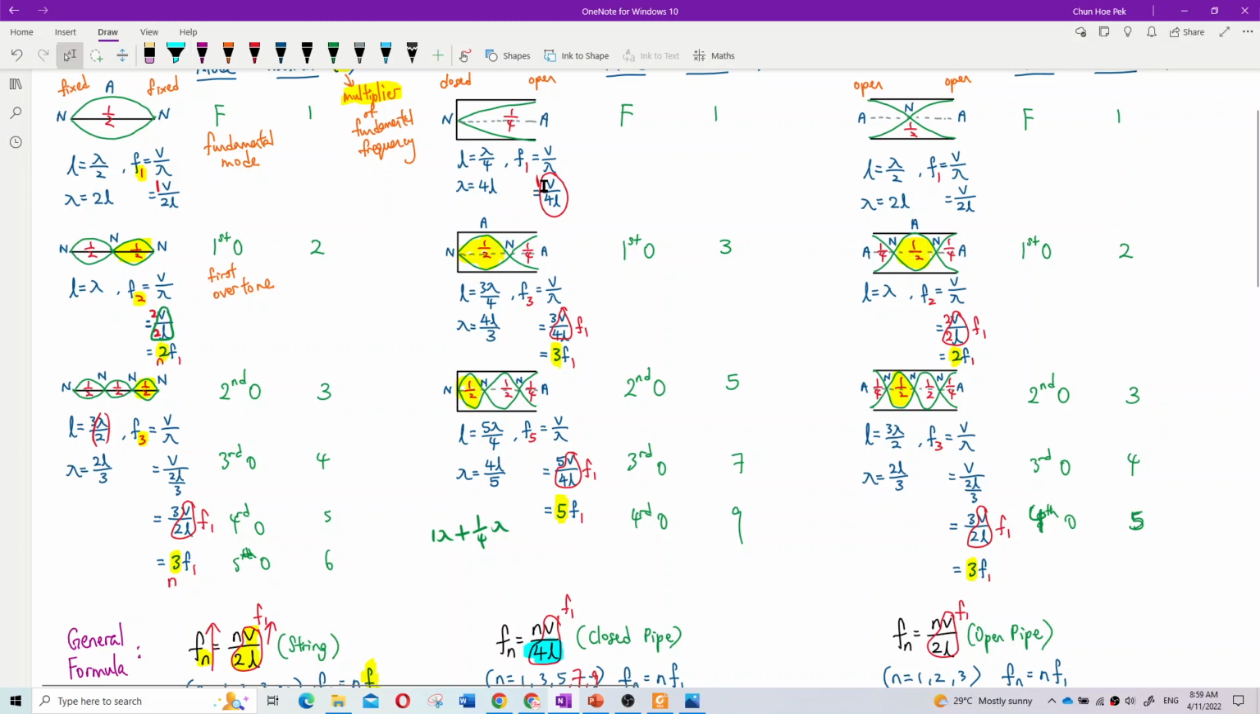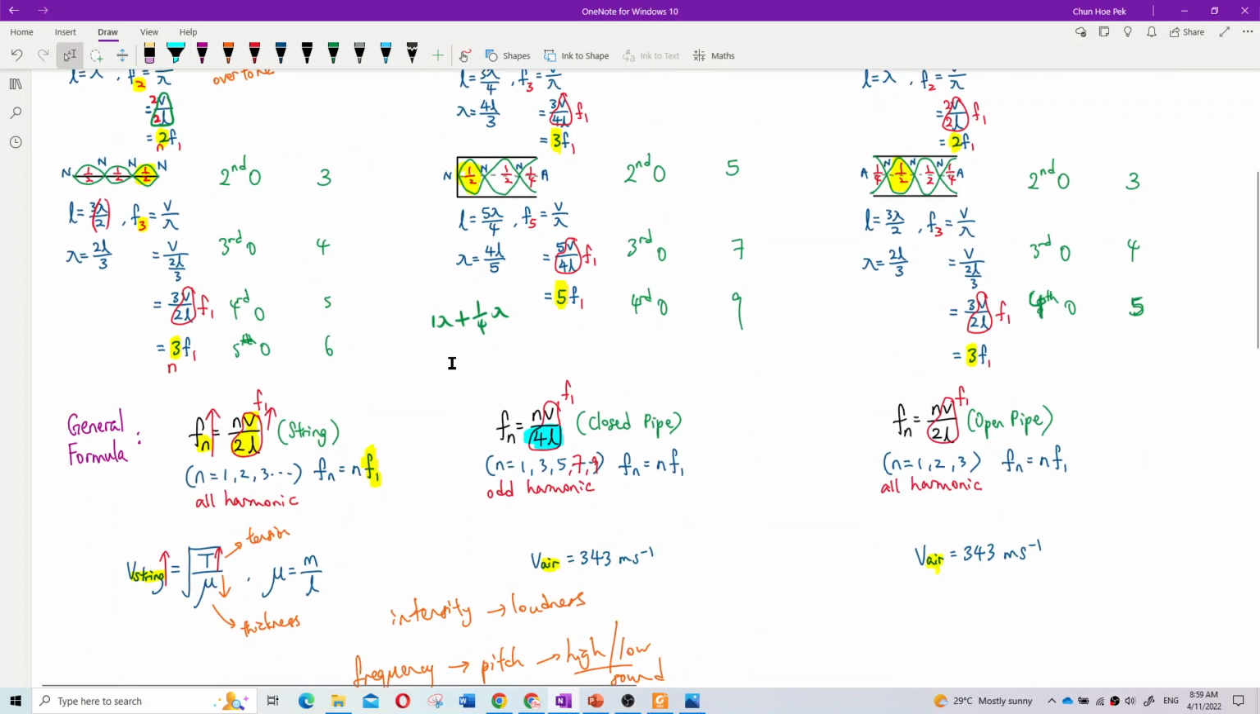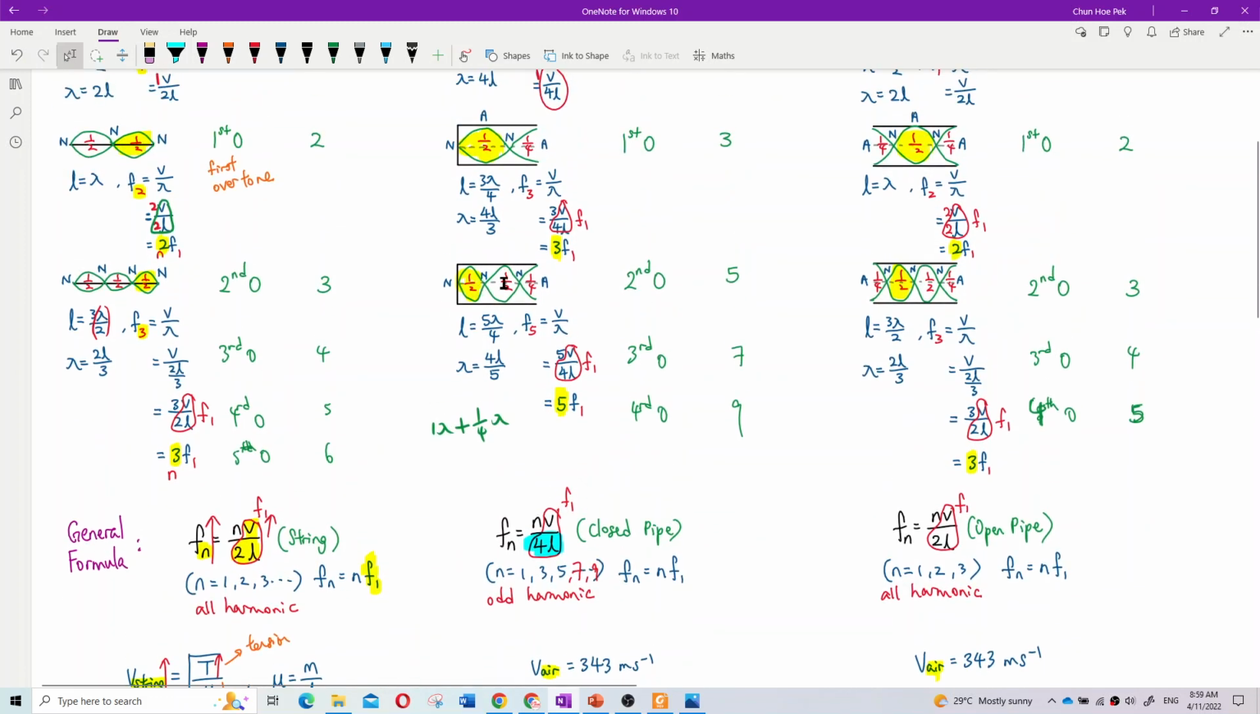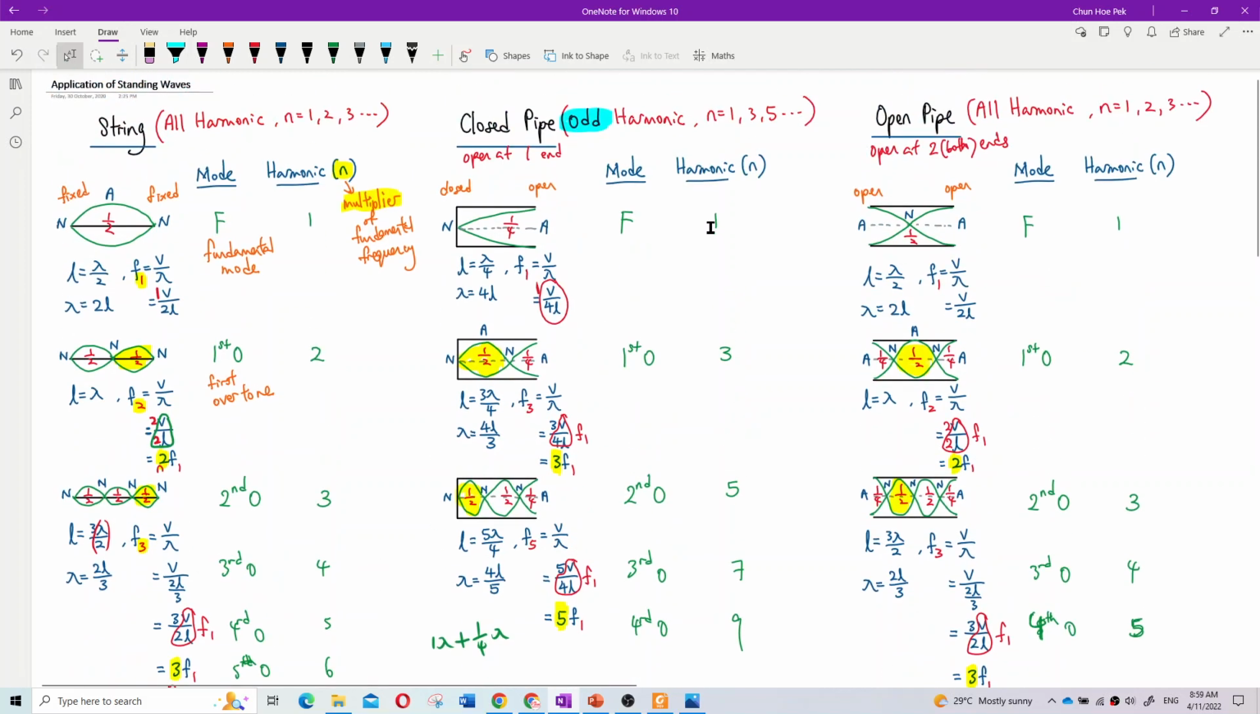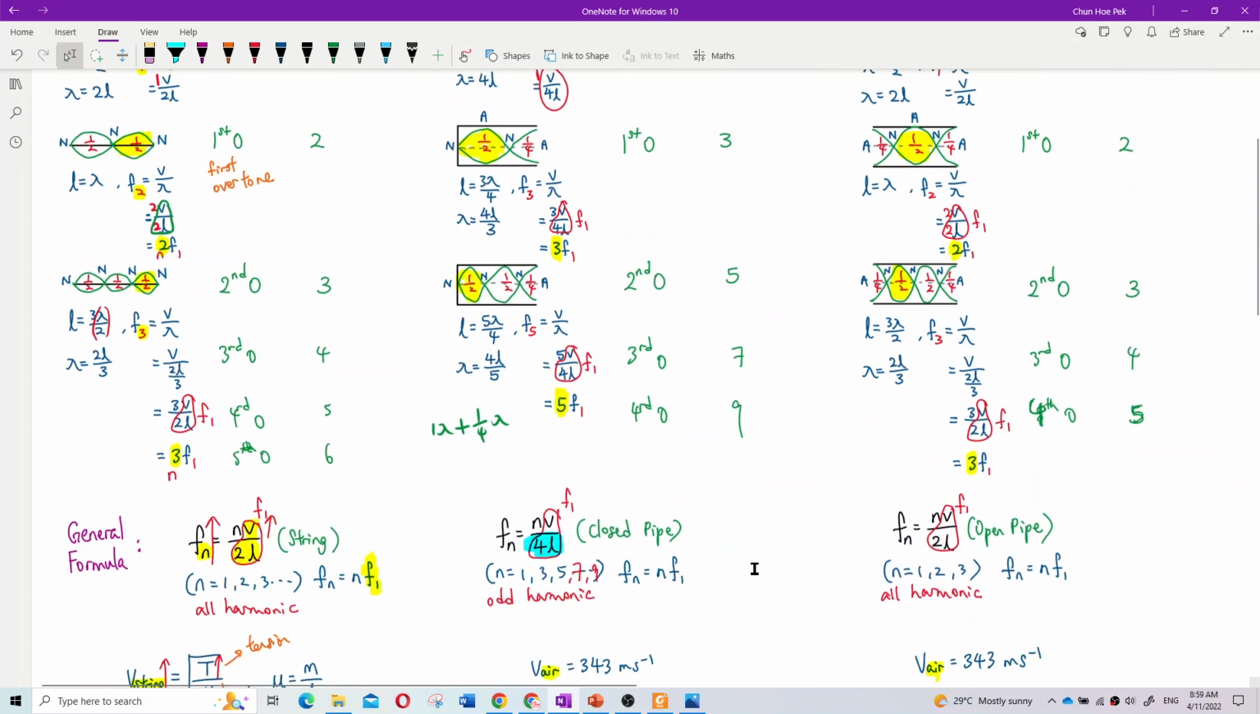Yes. Because it's 1, then go to 3, go to 5, and the next one go to 7, and then go to 9, isn't it? It follows the pattern, isn't it? If we draw the wave some more, this one has 2 loops. Then the next one has 3 loops plus another quarter. And the fourth one has 4 loops plus 1 quarter. So you get odd harmonic numbers 1, 3, 5, 7, 9, and so on.